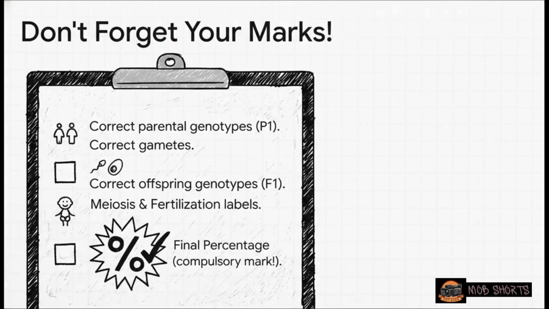And speaking of marks, please don't leave easy points on the table. To get a perfect score on a question like this, you usually need to show all your work, the parental genotypes, the gametes, the offspring genotypes. But that final percentage, that is very often a compulsory mark. If you leave it out, you cannot get full credit, no matter how good the rest of your work is.